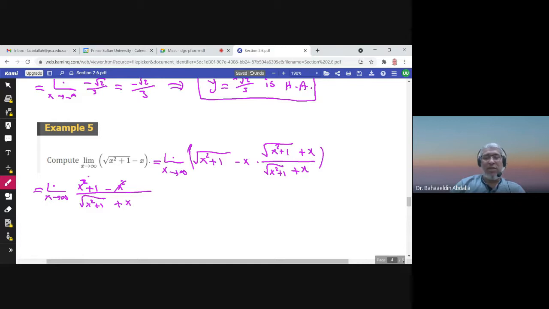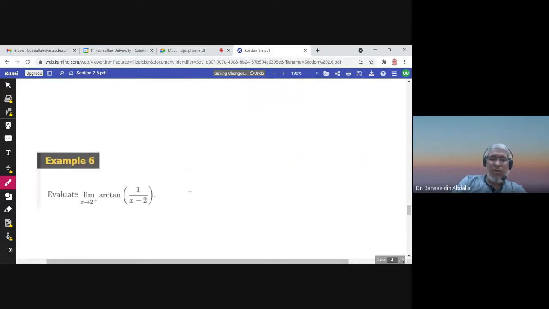x squared cancels with x squared. And now if you replace x with infinity, you have 1 over, and here you have infinity plus infinity, or infinity. 1 over infinity is always 0. So the limit of this is just 0. And this means that the line y equals 0 is a horizontal asymptote for this function.